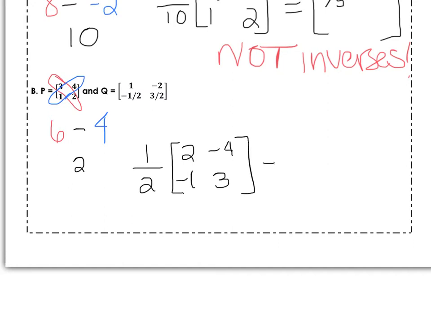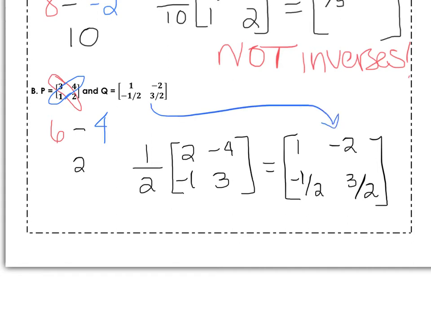Okay? So now, 1/2 of 2, that gets me 1. 1/2 of negative 4 gets me negative 2. 1/2 of negative 1 gets me negative 1/2, and 1/2 of 3 gets me 3/2. Notice that matrix Q and the inverse of matrix P are the same. Therefore, these are inverses. Once again, make a decision. Which method did you like better?